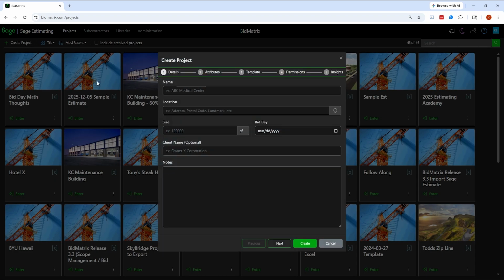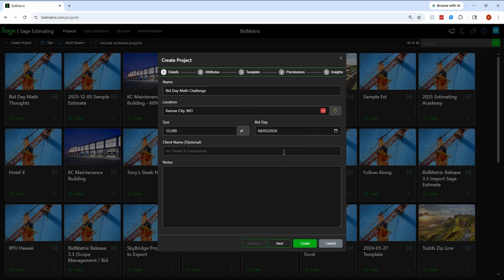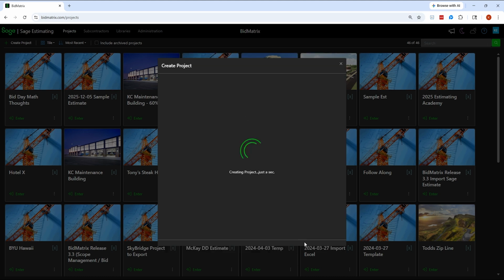And I'm going to say I want to create a new project. So I'm going to just say that this is my bid day math challenge, and I'm just going to put some information in here to get me started. At this point, that's all I'm really going to set up. I'm just getting enough to get a project started. So I'm going to say create.